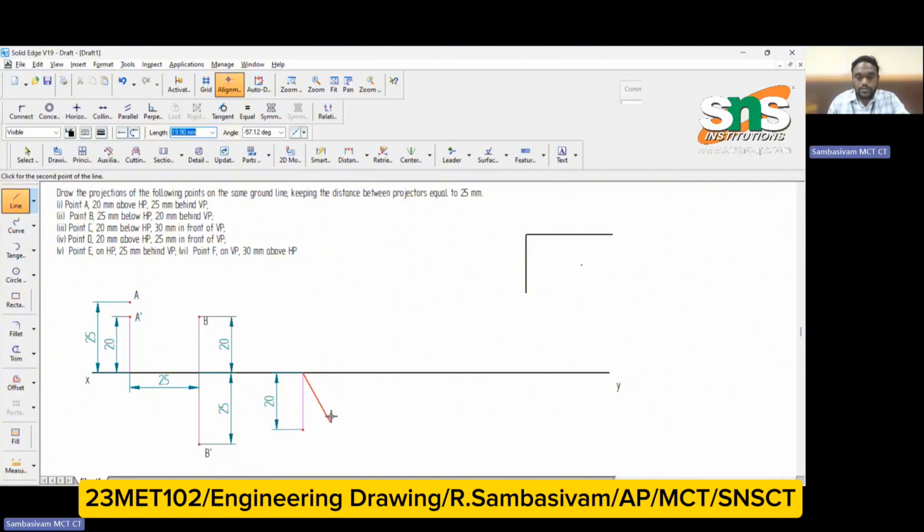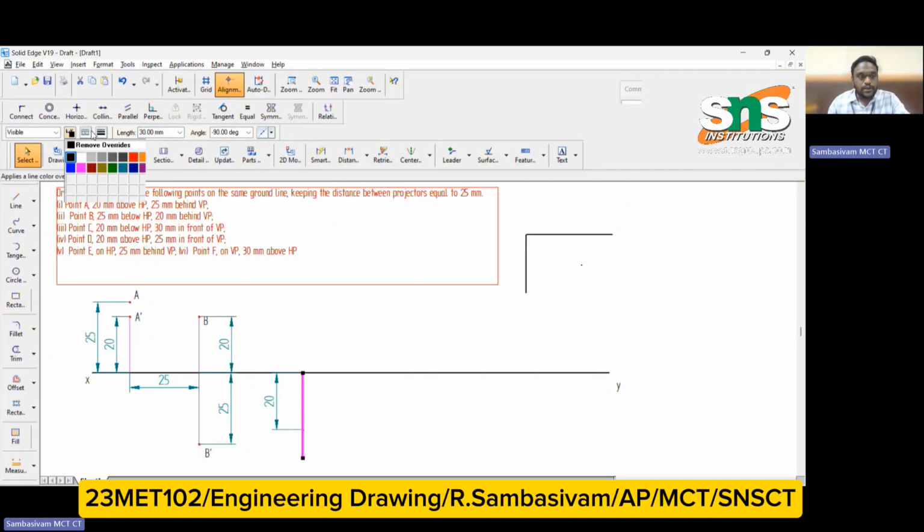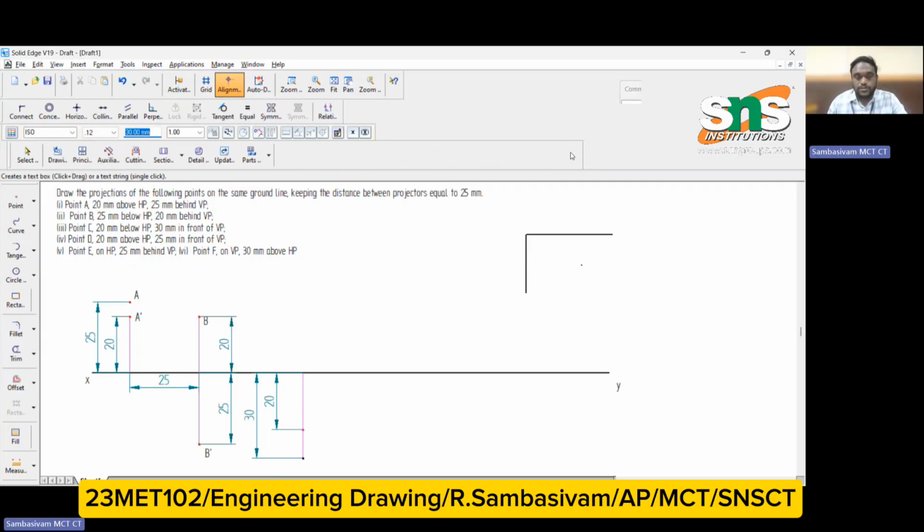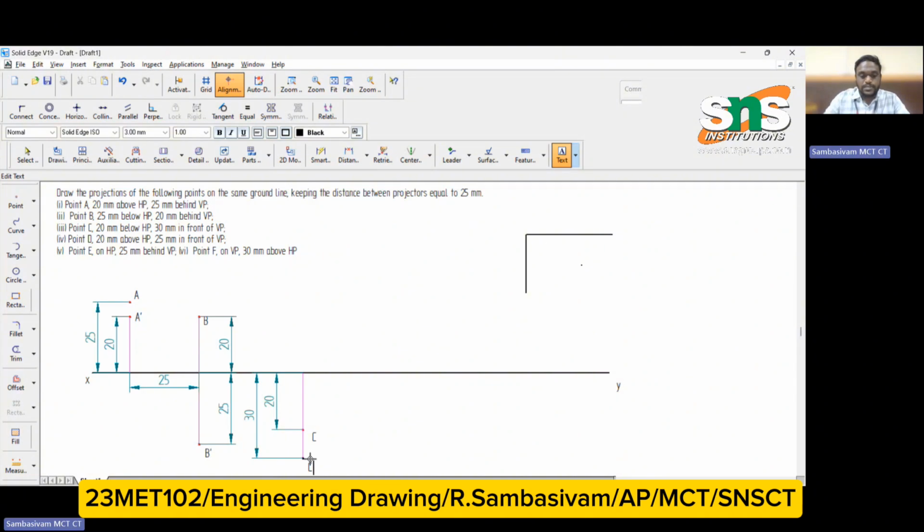Then another line is drawn because of the rotation of the x-axis. As I said, it is 30 mm in front of VP. So I have to draw a length of 30 mm along this line. This will be represented in a different color along with the dimension. The projection of the point will be drawn here like this. This dimension will be taken as 30 mm. So the projection will be, this will be your C and this will be your C dash. This is how the projection of points has been done.